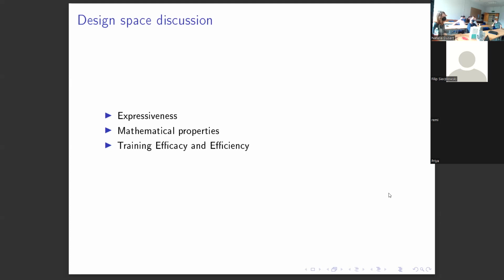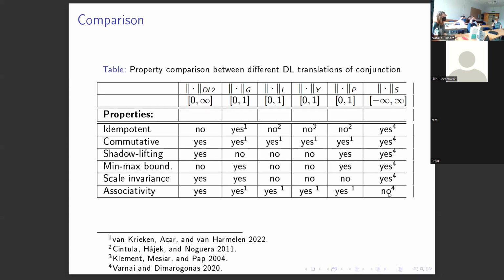But with conjunction, there is quite a bit of leeway. We can see here that for the 4 different fuzzy logics, which all have differently defined conjunctions but the same domain, the translation for conjunction was completely different. And the properties and the behavior mathematically are completely different. So this is one of the very important choices when it comes to that.